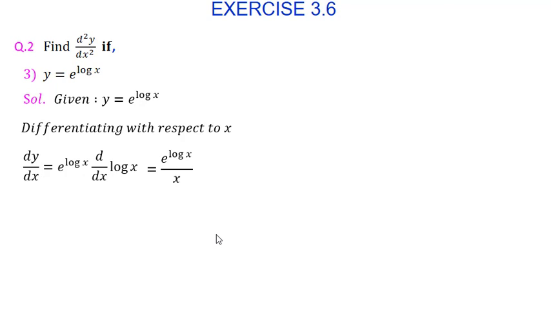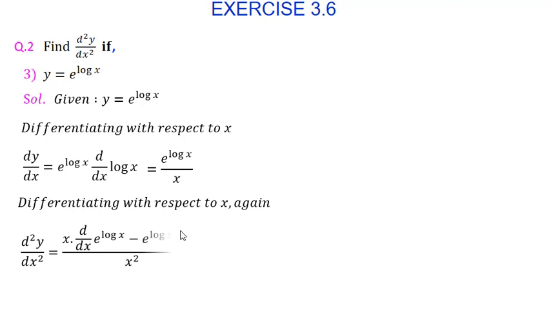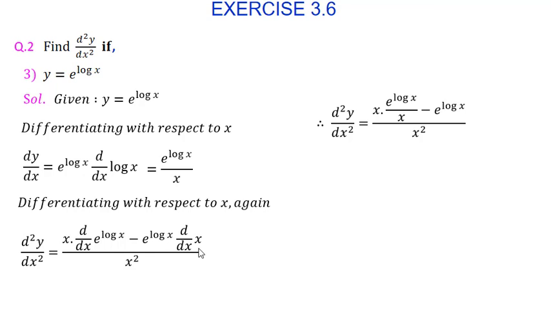Now I will differentiate this function again with respect to x, so I will use the u upon v method. So d square y upon dx square will give me x into the derivative of e power log x minus e power log x into the derivative of x, whole divided by x square. Simplification of the numerator will give me x into e power log x upon x minus e power log x into 1, whole divided by x square.